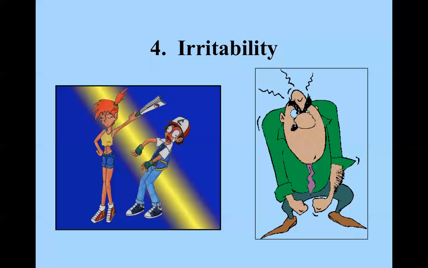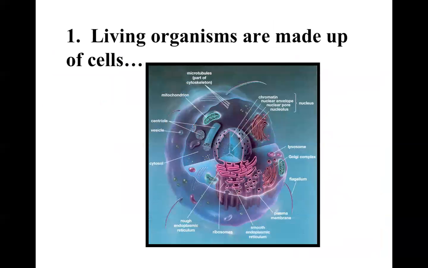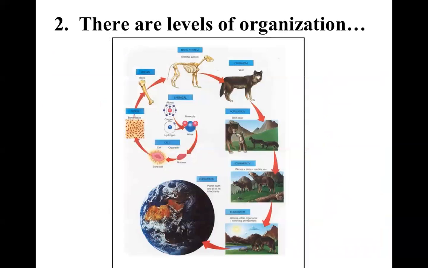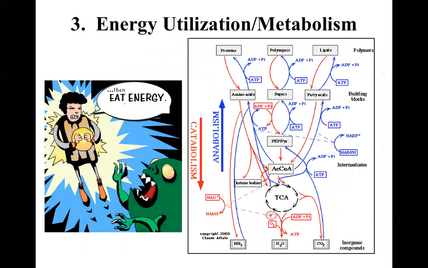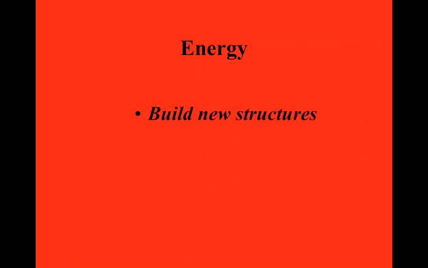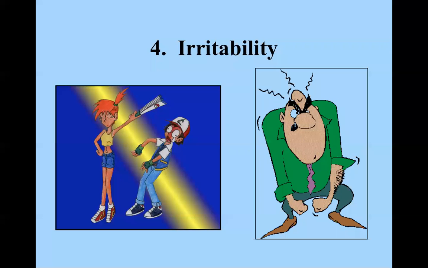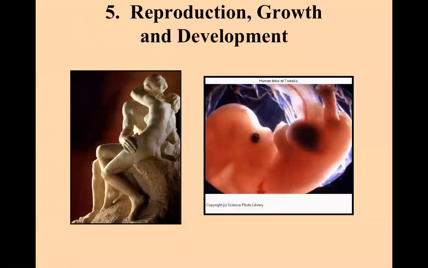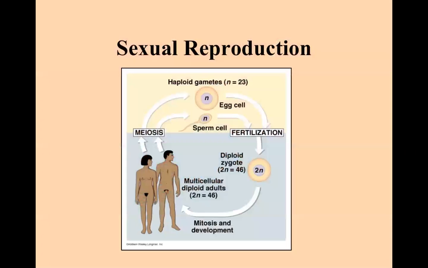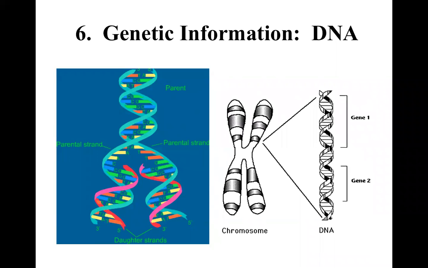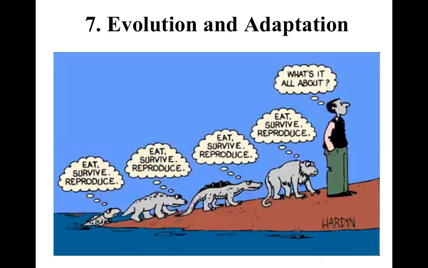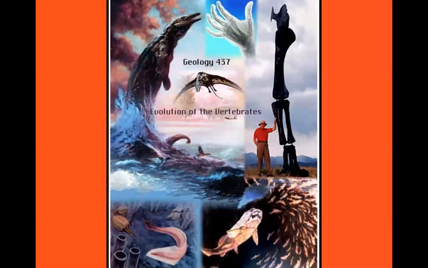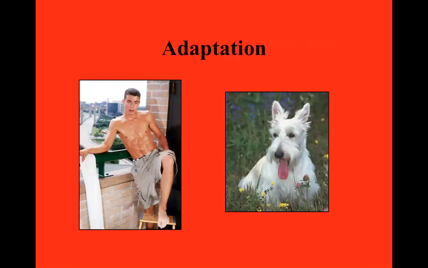So just to quickly recap, when we talk about the features of living organisms, they're made up of cells, they are highly organized, they utilize energy for their metabolic processes. The energy is used to build new structures, repair old ones, reproduce. Organisms are irritable. They respond to stimuli. Those are some examples. They reproduce, they grow, and they develop. And they have genetic information about their traits encoded in the DNA, and organisms evolve and adapt. And this is an example of adaptation. Humans will sweat, dogs will pant.